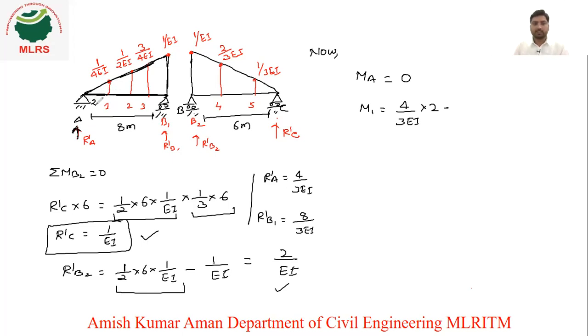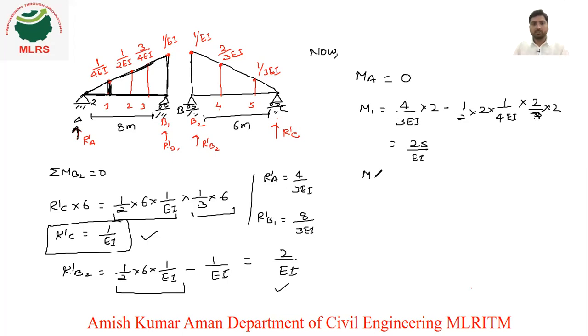Okay, if you are taking at this point, then minus half into base, which is 2, into height. Height is 1 by 4 EI, so 1 by 4 EI into, now from this point we are taking, right? So this span is 2. So for CG what we will do? We will take 2 by third of this span, right? That is equal to 2.5 EI.